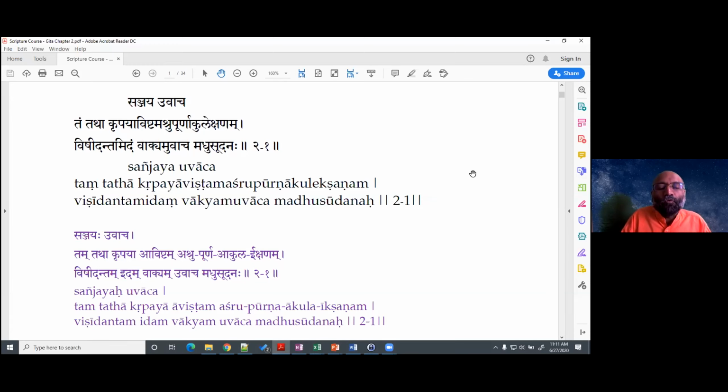Now I'll chant the whole verse in one go and you repeat along with me, not after me. Sanjaya Uvacha Tam Tatha Krupaya Vishtam, Ashrupurna Kulekshanam, Vishidantamidam Vakyam, Uvacha Madhusudanaha.